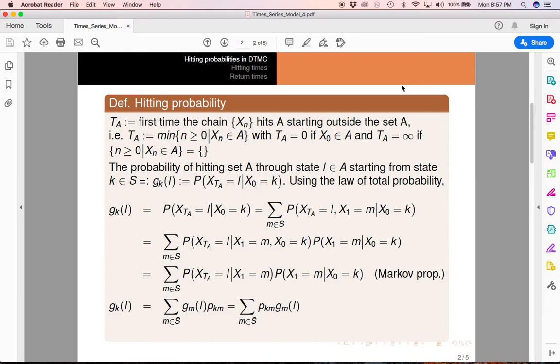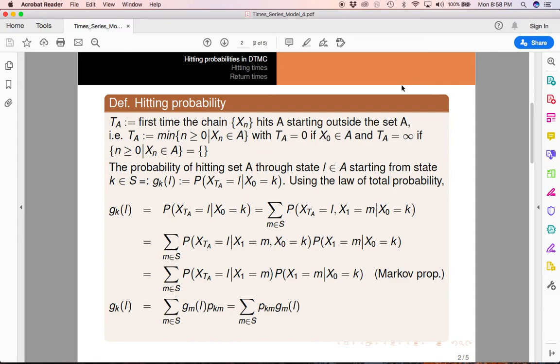We define a random variable, capital T sub A, as the first time the Markov chain, denoted by X sub n, hits the set A starting outside the set A. That is, mathematically, we would want to find the minimum n, where n is greater than or equal to 0, given that X sub n is within the set A.